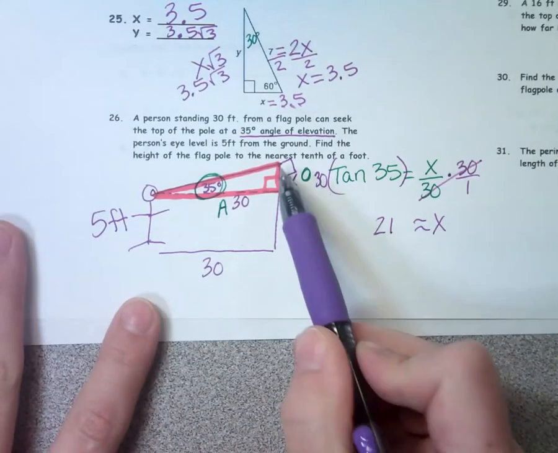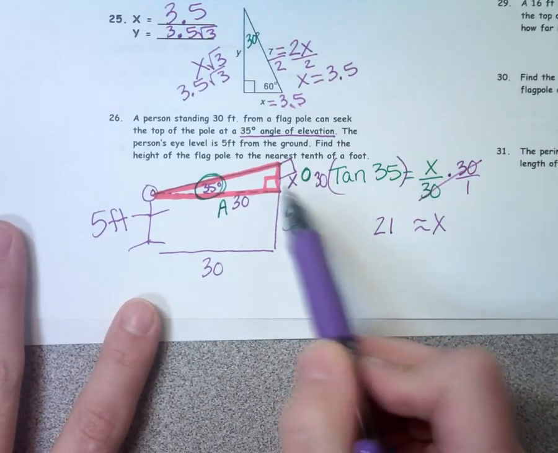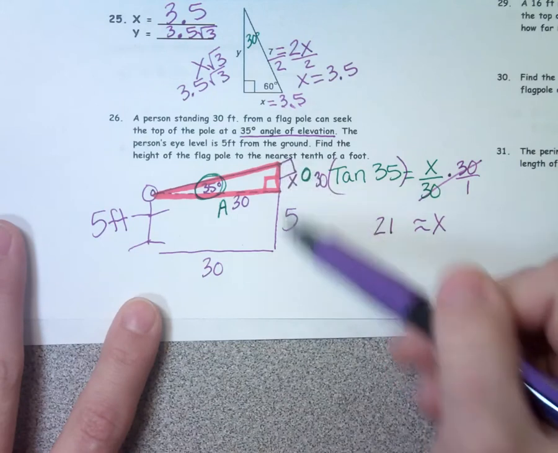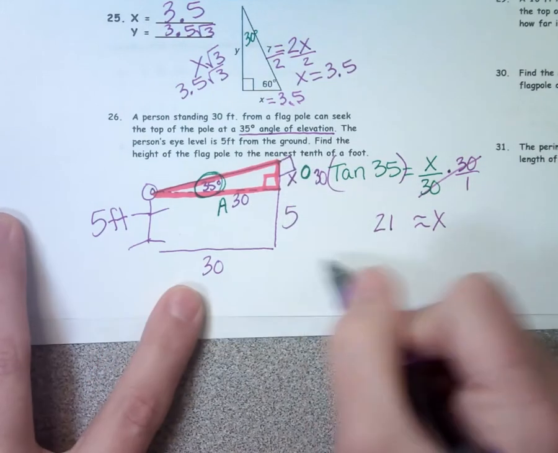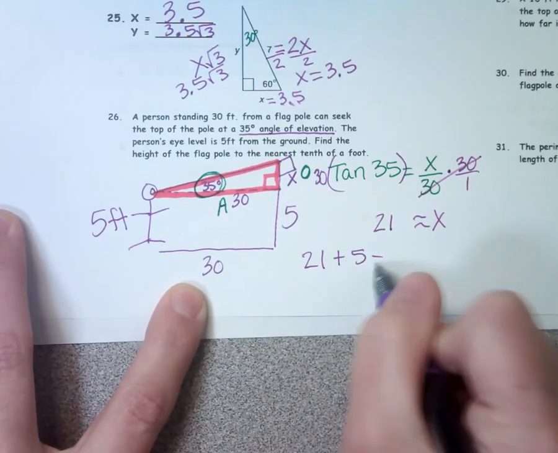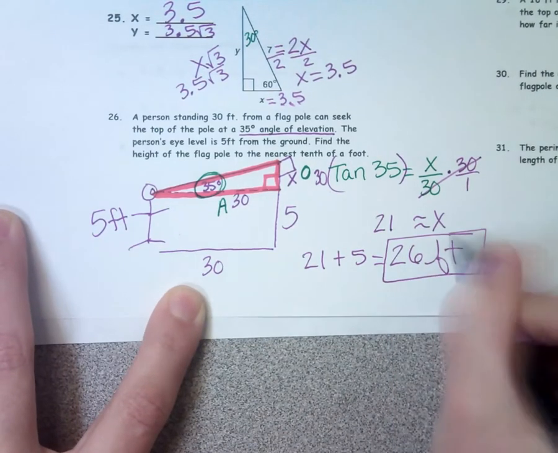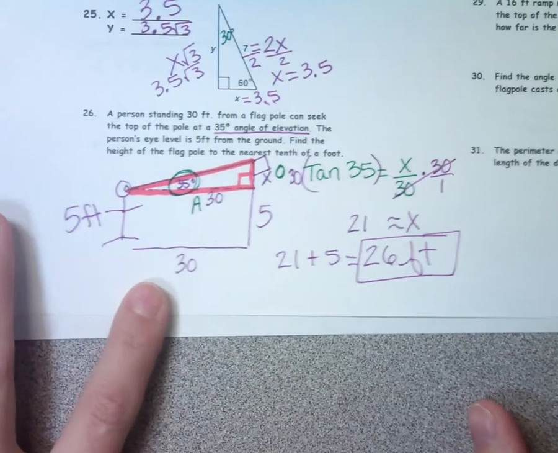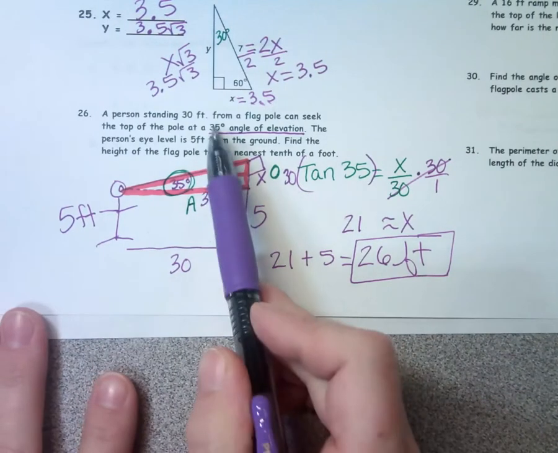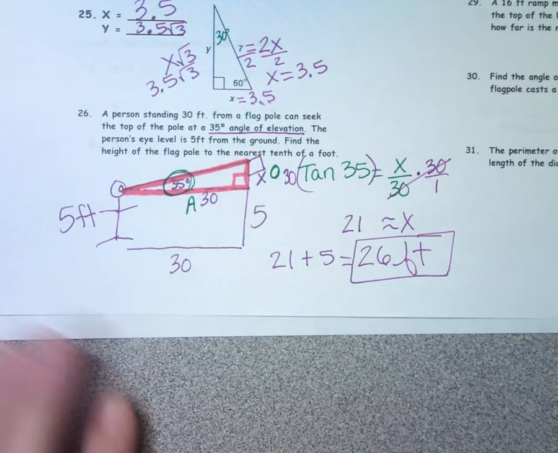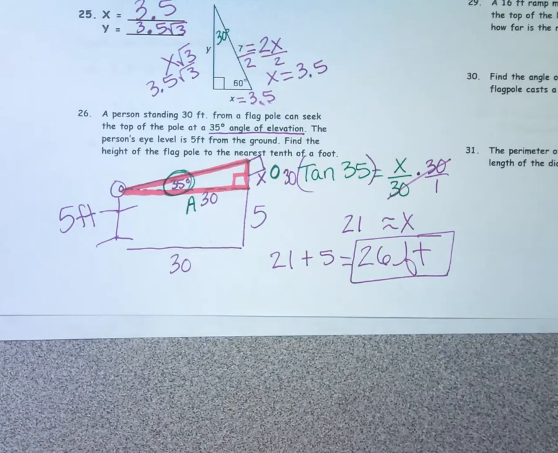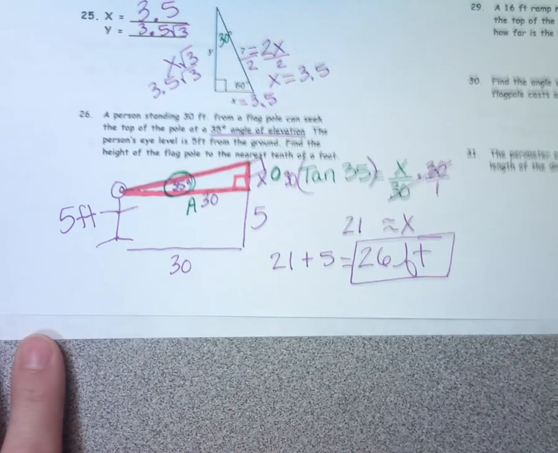Now keep in mind, that's just this distance right here. If I want to know the whole height of the flagpole, I need to add the 21 to the 5, and that's going to make 26 feet. And that's my answer. So angle of elevation is looking up. Angle of depression will be looking down. Okay, let's keep going.